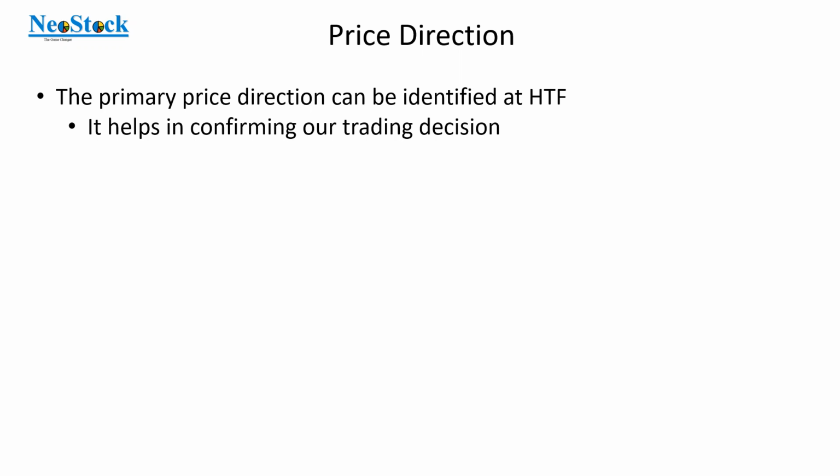So what is the use of identifying the primary price direction? It helps in confirming our trading decisions. What is your trading decision? That is long or short. Whether you want to go for a long or you want to go for a short. So if you want to go long, is it allowed or not allowed? Or if you want to go short, is it allowed or not allowed? That is the confirmation, and you can take that confirmation with the help of the primary price direction. How, you will understand later.